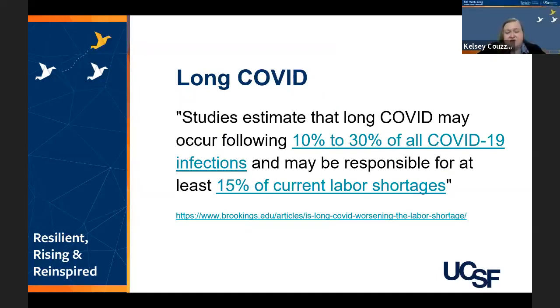Studies estimate that long COVID can occur following 10 to 30% of all COVID-19 infections, and that it's responsible for at least 15% of the current labor shortages. 16.3 million people, 8% of the working population, have long COVID symptoms. And of those people, about 25% of them have damage to a specific organ. But the other 75% have something that is very similar to ME/CFS, which is a post-viral condition.